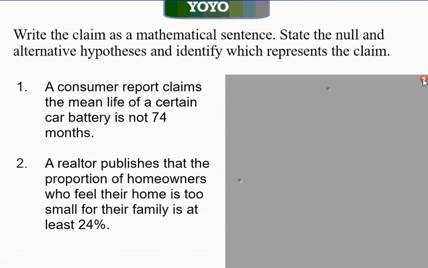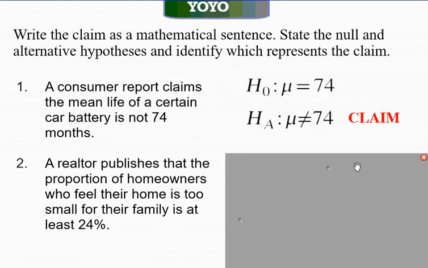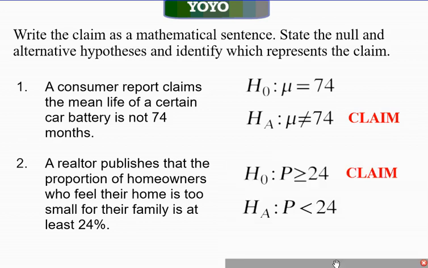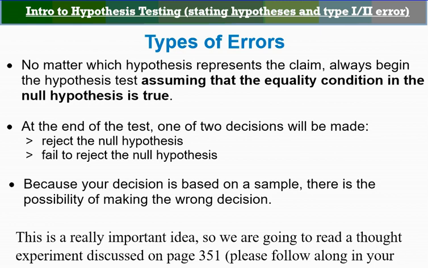Here we go, the first one. The claim was not 74, that's the alternative. So the null would have to be it is 74 months. The claim in this case is the alternative. And the second one, the claim was that it is at least 24%. That means 24% or more, so that has an equality statement with it, so it must be the null. The alternative is less than 24. And that is how we define the two hypotheses based on the stated claim.